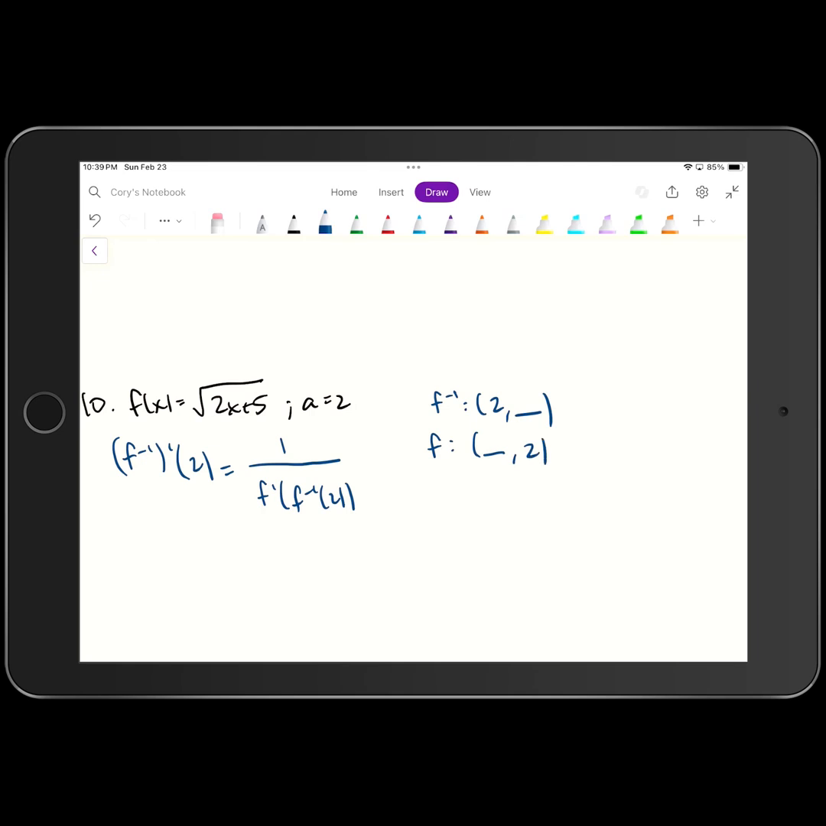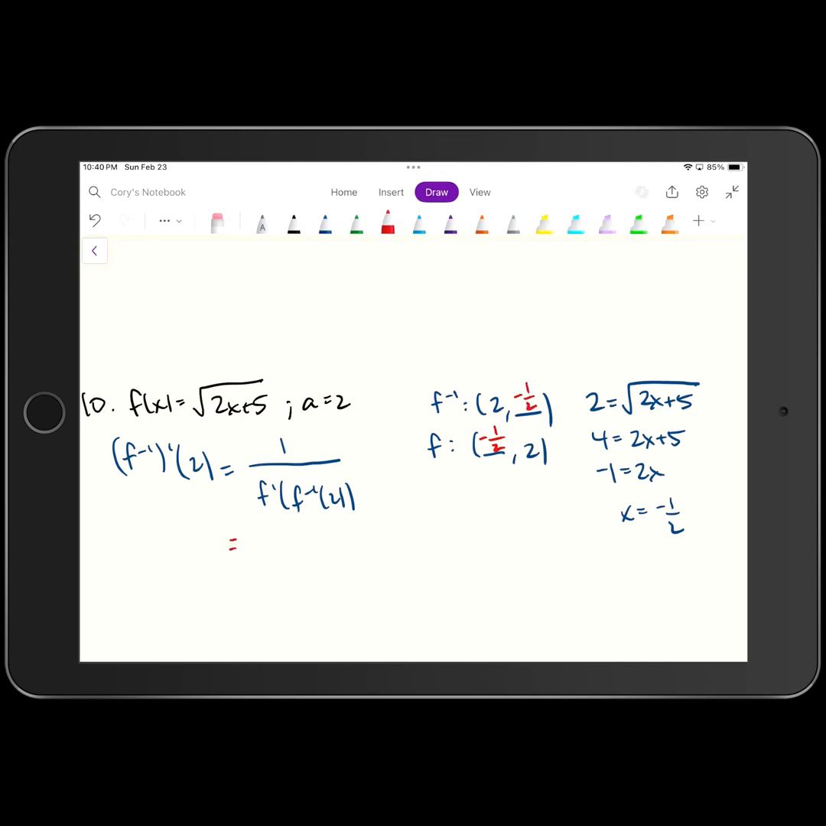So I'm going to plug 2 in for f of x, and solve my equation for x. So we get 2 equal to rad 2x plus 5. I can square both sides. We get 4 equal to 2x plus 5. When I subtract 5, we get negative 1 equal to 2x, which makes x equal to negative 1/2. So the x coordinate is negative 1/2, which makes the y coordinate of f inverse negative 1/2.